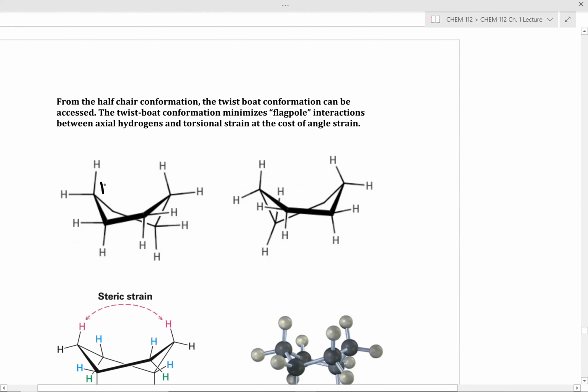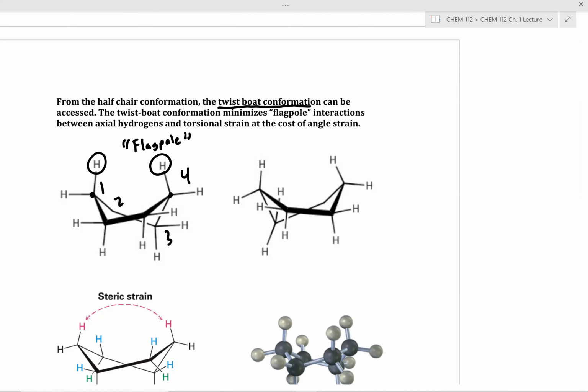So let's label our carbons 1, 2, 3, 4. Now carbon number 4 is up, carbon number 1 is up. This conformation is known as the twist boat conformation, and one of the real benefits of the twist boat conformation is seen by looking at these uppermost hydrogens. These are known as quote unquote flagpole hydrogens, and the reason why this twist is so beneficial from an energetic perspective is we have separated our flagpole hydrogens.